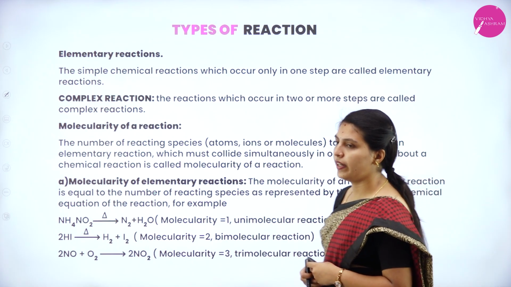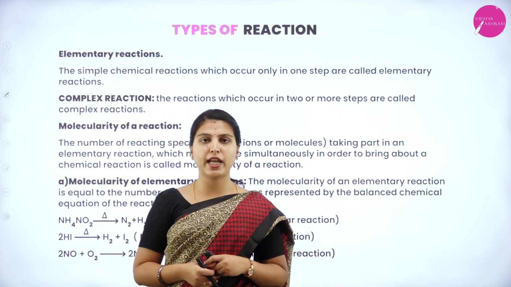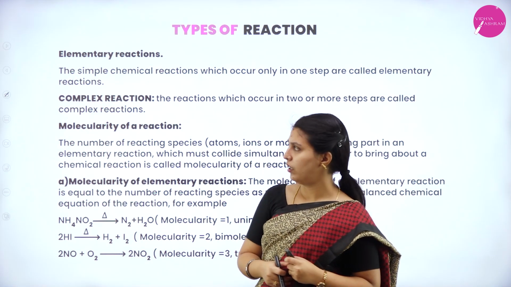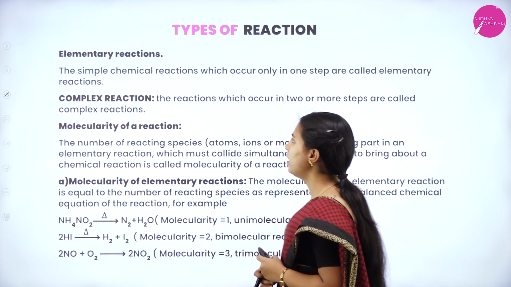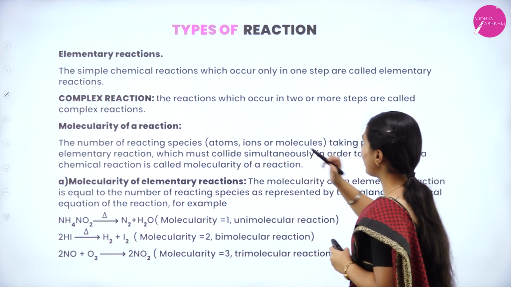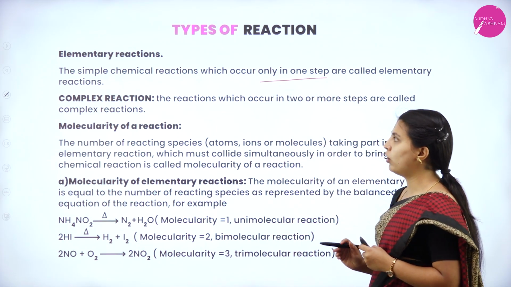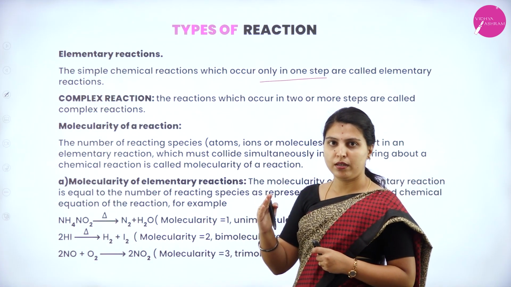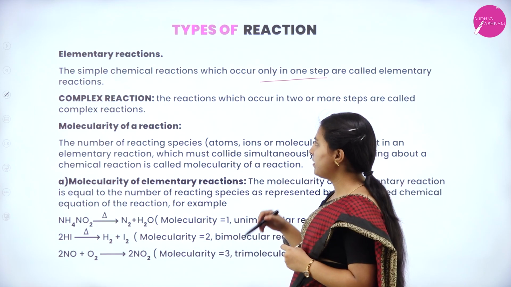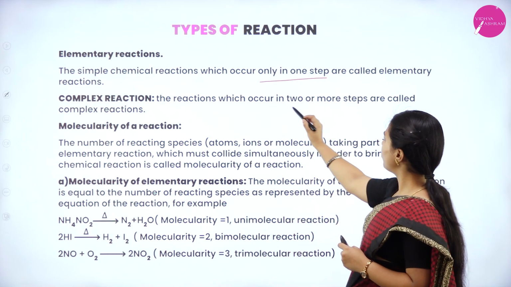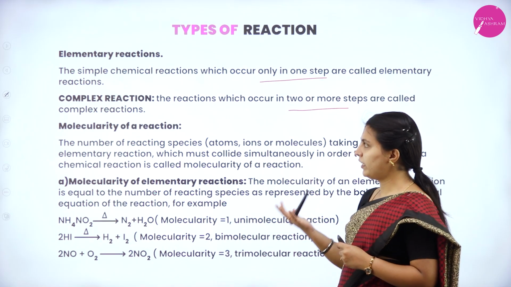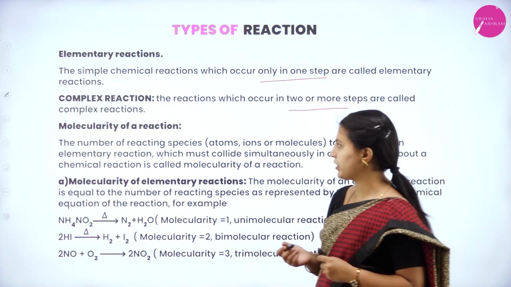Next, types of reaction. There are two types of reaction, elementary reaction and complex reaction. What do you mean by elementary reaction? The simple chemical reactions which occur only in one step are called elementary reactions. Only in one step, okay? Complex reactions are the reactions which occur in two or more steps. Some mechanisms you have seen are complex reactions.